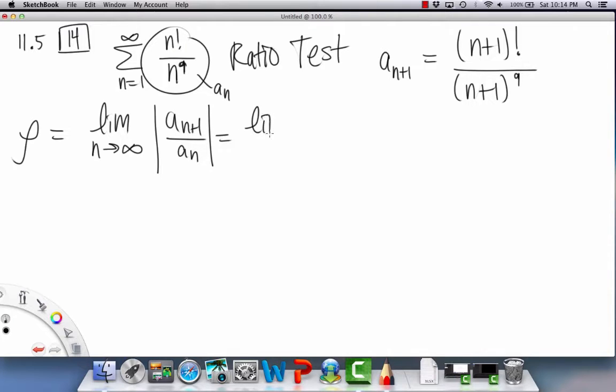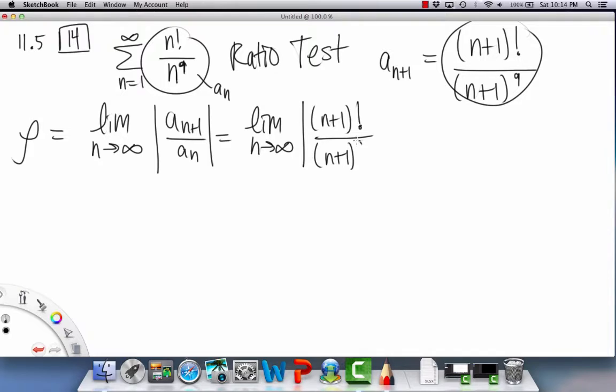Okay, so if we plug these in, a sub n plus 1 is this, so I'm just going to write that in. We have (n plus 1) factorial on top over (n plus 1) to the ninth power. And then this is over a sub n, but I'm just going to flip it now to save some space. So we have n to the ninth over n factorial. Now, what can we possibly simplify here, right? I'm going to break this down a little bit.